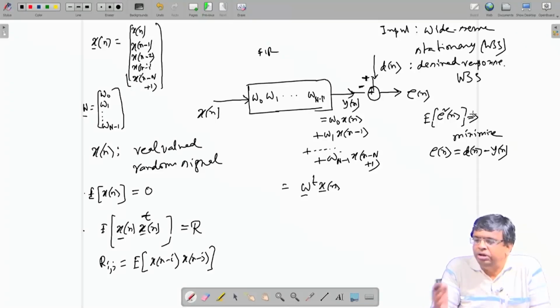And a second order function when differentiated becomes first order. So we will get a set of first order equations, which will give a unique solution. That solution will give rise to the best W0, W1, and so on. That will be called the optimum filter.